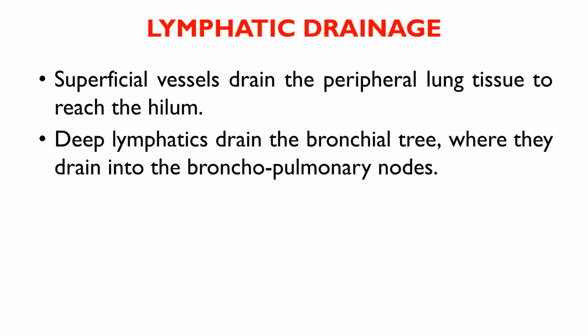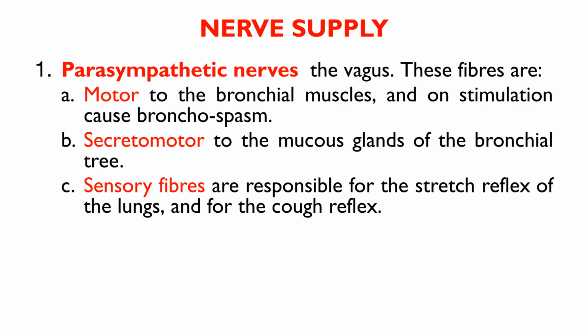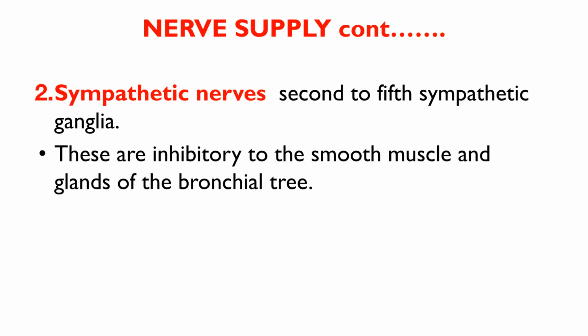For lymphatic drainage, superficial vessels drain the peripheral lung tissue to the hilum. Deep lymphatics drain the bronchial tree into the bronchopulmonary nodes. The parasympathetic nerve supply comes from the vagus nerve. These fibers are motor to bronchial muscles, secretomotor to mucus glands, and sensory for the stretch and cough reflexes. The sympathetic nerve supply originates from the second to fifth sympathetic ganglia. These fibers are inhibitory to the smooth muscle and glands of the bronchial tree.